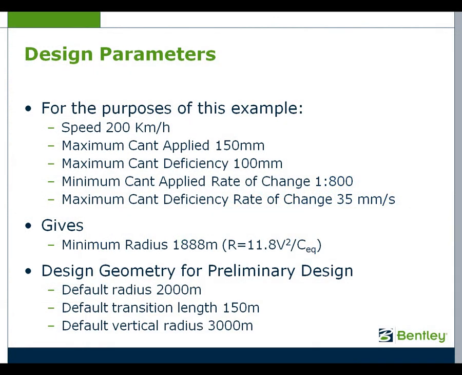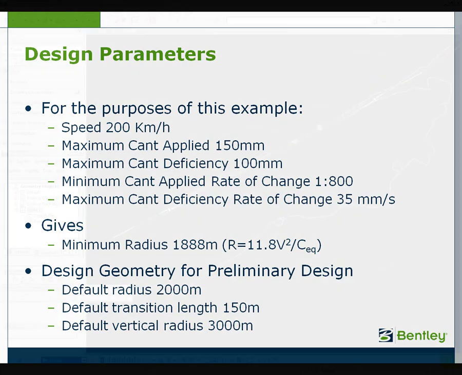For the purposes of creating my preliminary design, I'm going to use a design speed of 200 km per hour and these cant efficiencies and cant applied values. This gives a minimum radius of around about 1900 meters. So for design purposes I'll be using 2000 meters as my radius and transition length set at 150 meters.